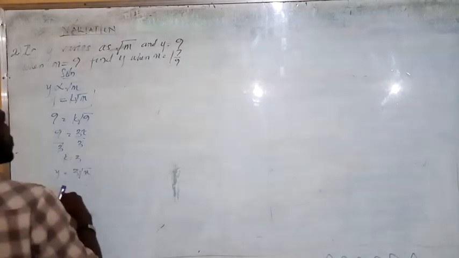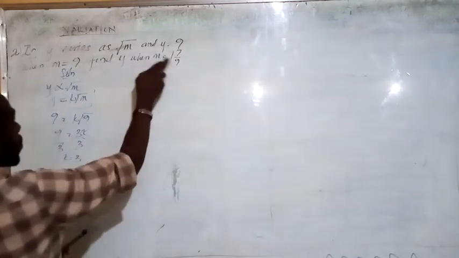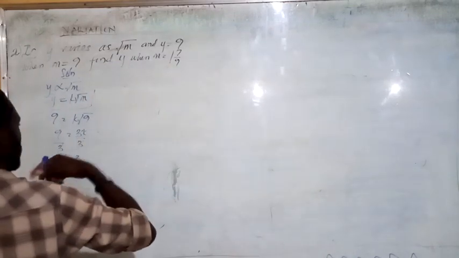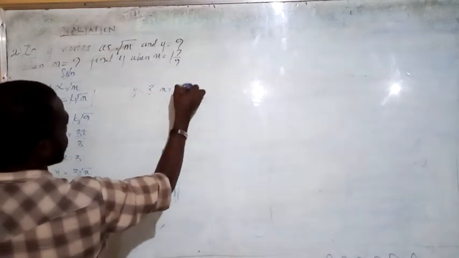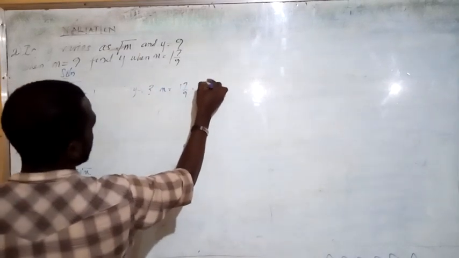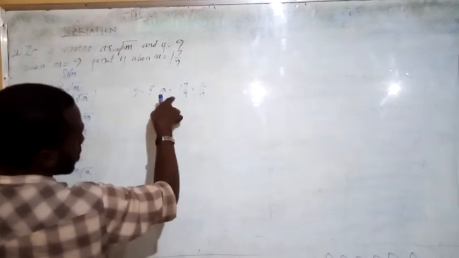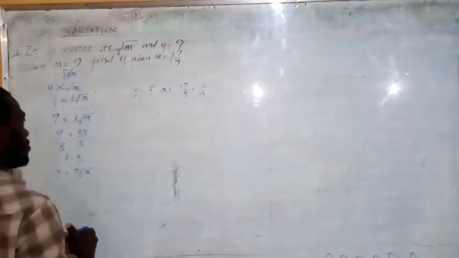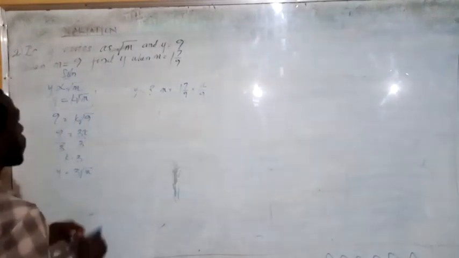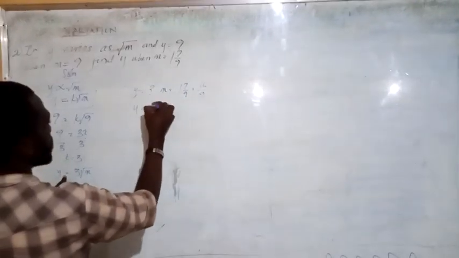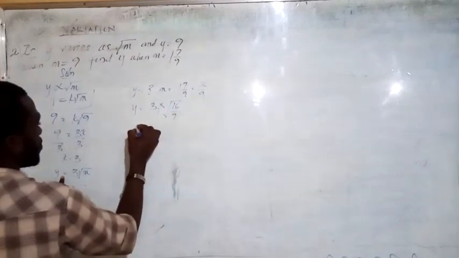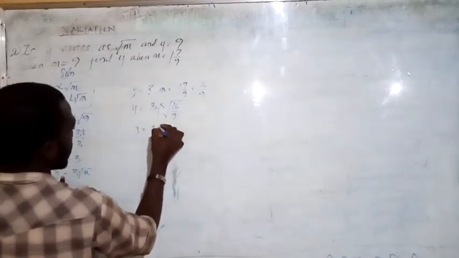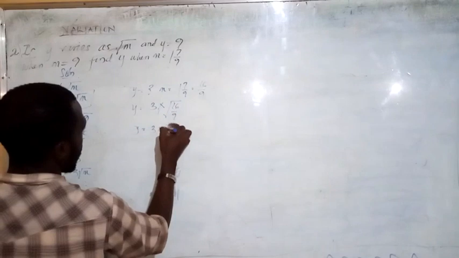So we can now solve further. It says we should find y when m equals that. So y when m equals 1 and 7 over 9, which is 16 over 9. That's 16 over 9. So you have y, which is already the subject of the formula, equals 3 times square root of 16 over 9.